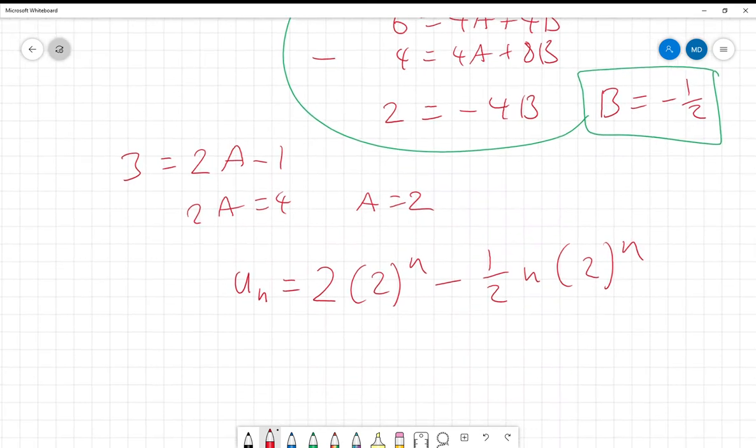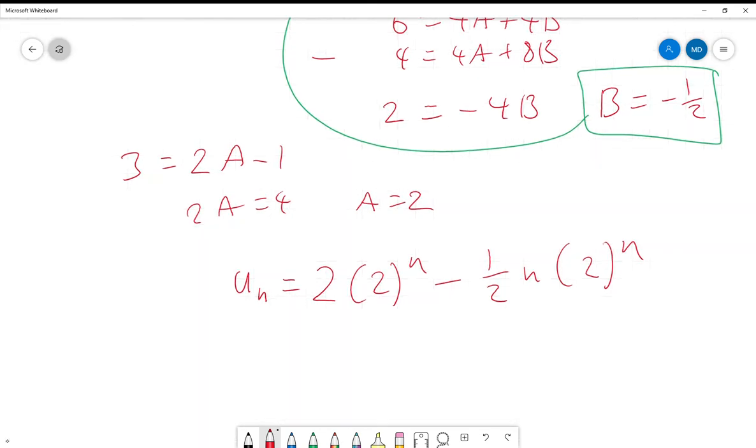We can actually do a little bit of simplifying by putting the 2's together, and that gives us 2 to the power of n plus 1 minus a half, which is 2 to the power of negative 1, times 2 to the power of n minus 1. And that arguably is more simple.